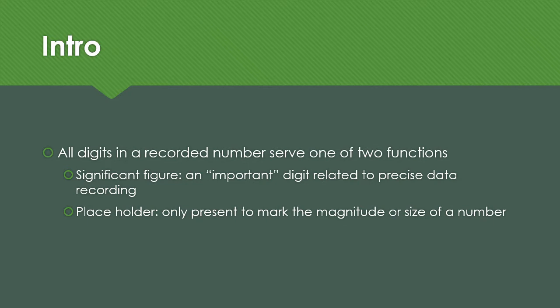If you're not a significant figure, you are acting as a placeholder. The purpose of these digits is only to mark the size or magnitude of the number in question. Think trailing zeros on a large number like 10,000 would be placeholders.